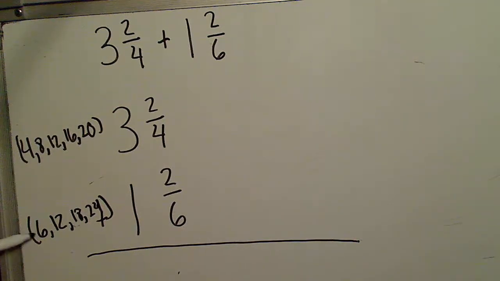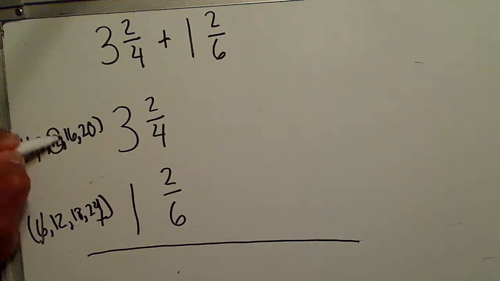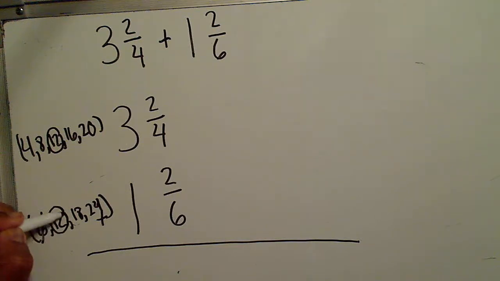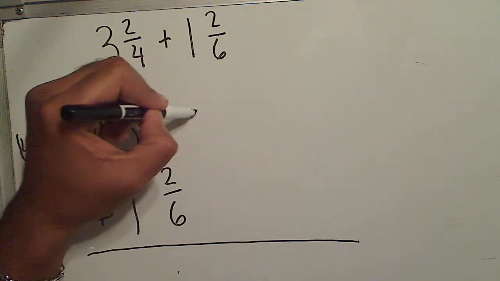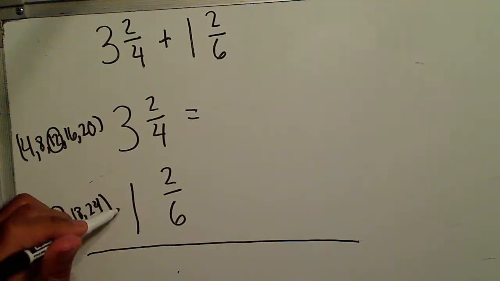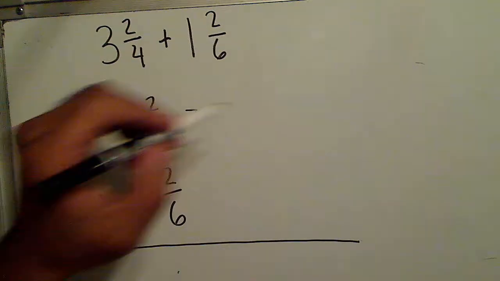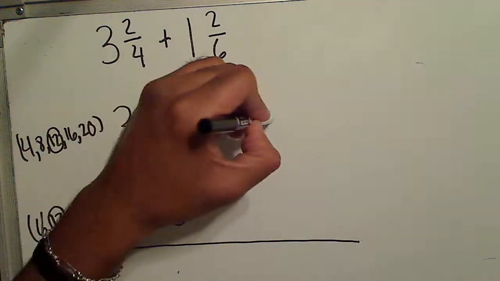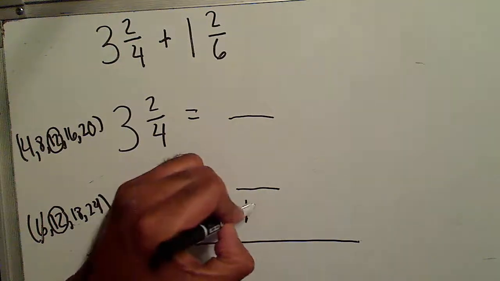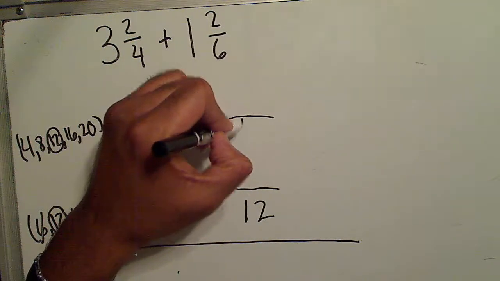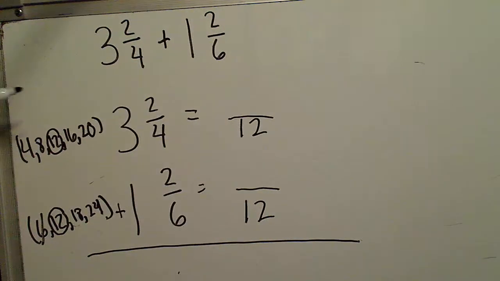Alright, so 6. Is there a 6 up here? No, there is not, so we're going to mark it out. 12. Is there a 12 up here? Yes, there is. So this 12 now is our least common denominator. Let me go and rewrite this plus sign so we don't forget that we're adding. And so now we're going to set up our equivalent fractions with our common denominator, or our LCD, least common denominator, of 12.